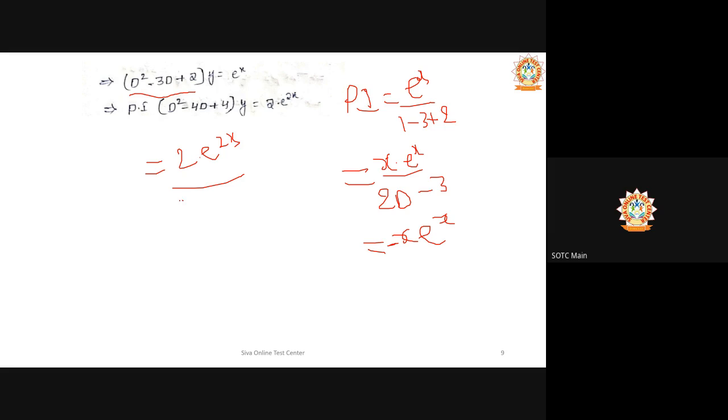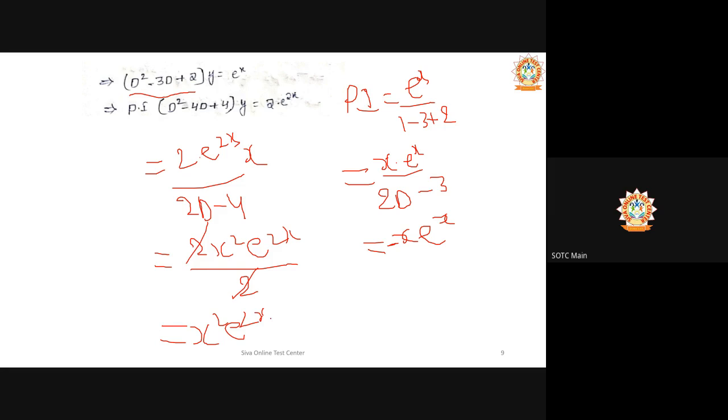So if you take the derivative it will become 2D minus 4, multiply with x in the numerator. Again if you substitute in the place of D as 2 it will become again 0. So again multiplying with x in the numerator, that is 2x square e power 2x divided by, doing the differentiation again it will become 2. So now 2 will get cancelled. Your answer is x square e power 2x. This is your particular integral.